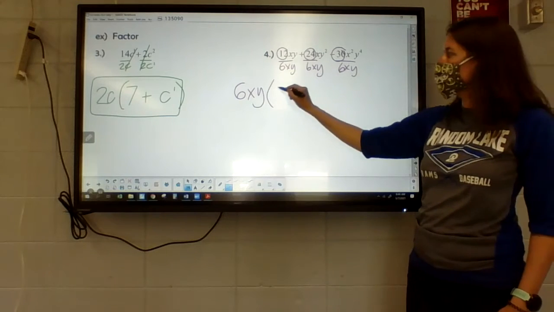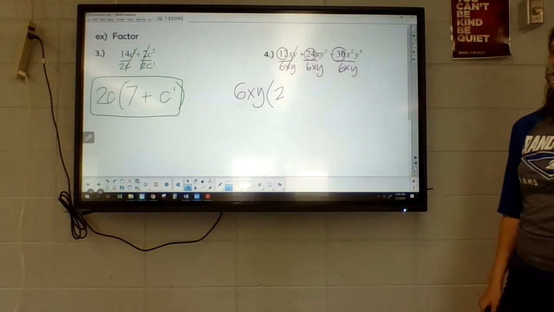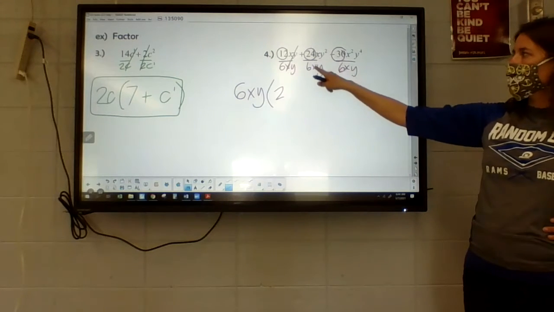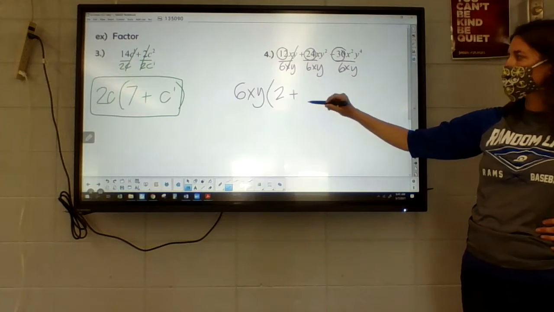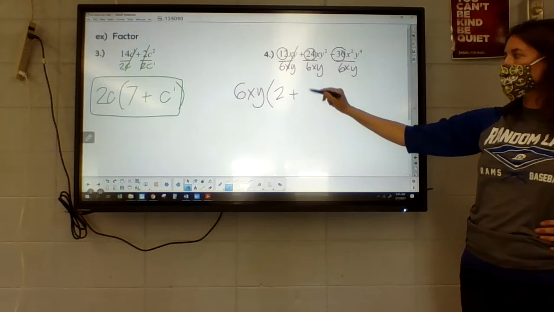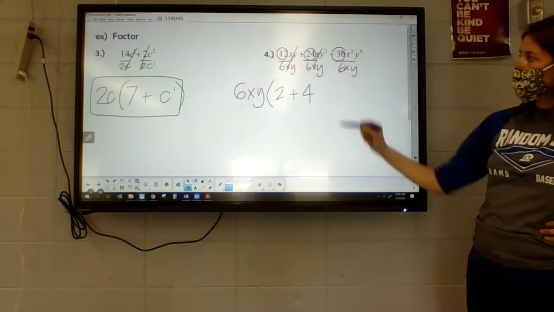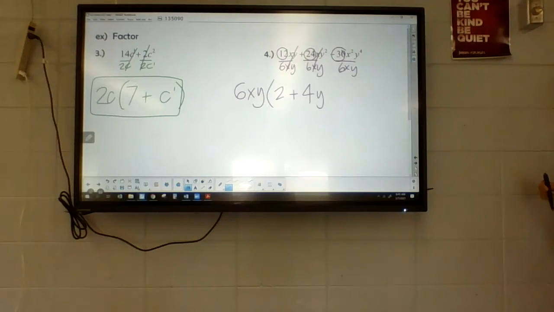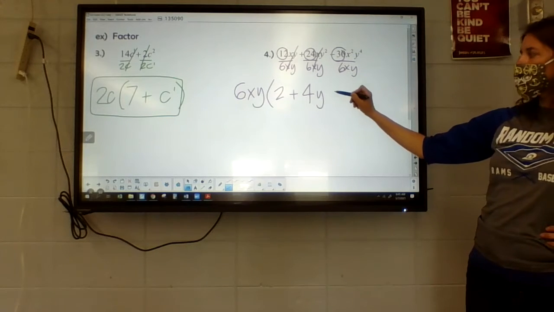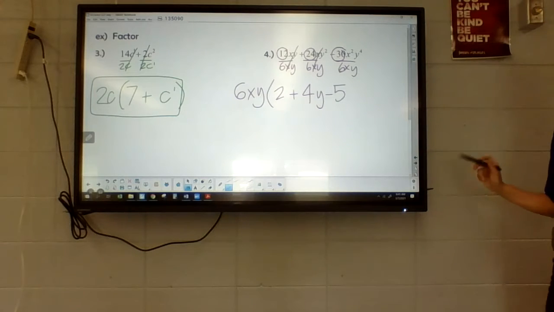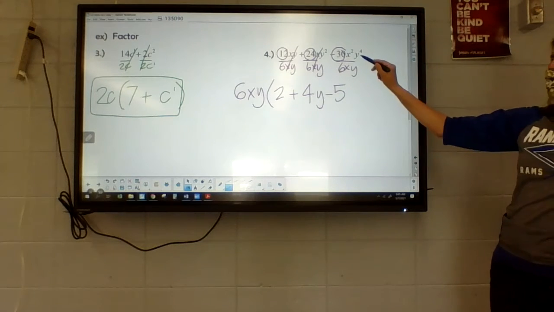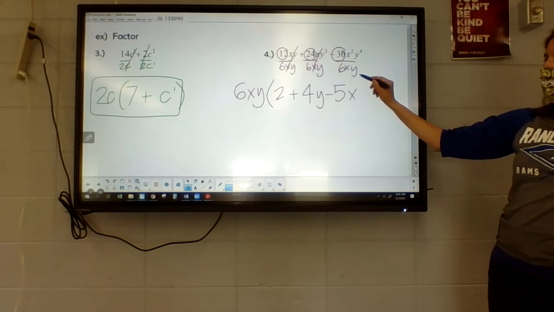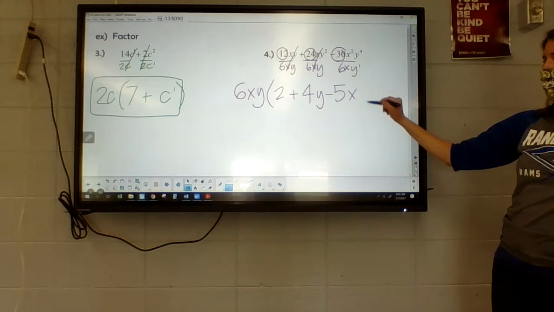So 12 over 6 is 2, but those x's and y's just cancel. And then it's plus 4y and minus 5xy. So 24 over 6 is 4. The x's will cancel, but the y squared over y just becomes a y. The negative 30 over 6 becomes a negative 5. But the x's and y's have some stuff going on here. So x squared over x is just going to be x. Y to the fourth over y is going to be y to the third.